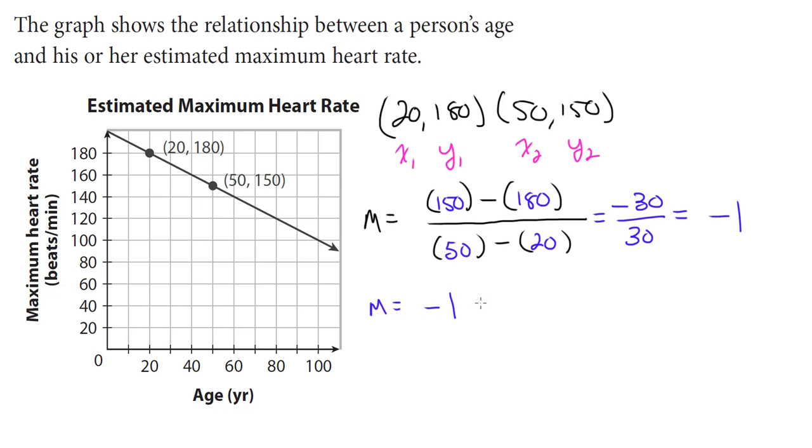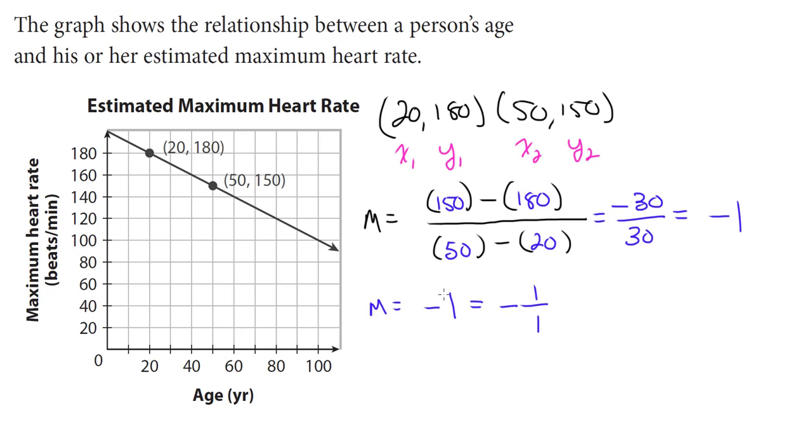And remember that a slope of negative 1 can be written as the rise over run fraction of negative 1 over 1. So then let's interpret this slope of negative 1 in the context of the problem. Now the best way to do that is to look at your y values, because we know that our top number is our change in y and our bottom number is our change in x. So if we look at our y-axis, that is the maximum heart rate in beats per minute. And if we look at the x-axis, that is age in years.